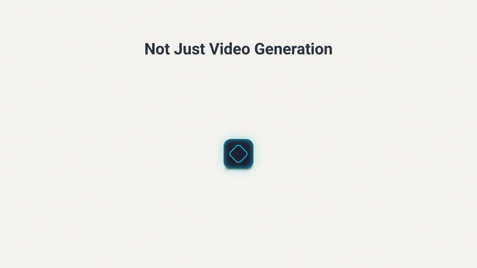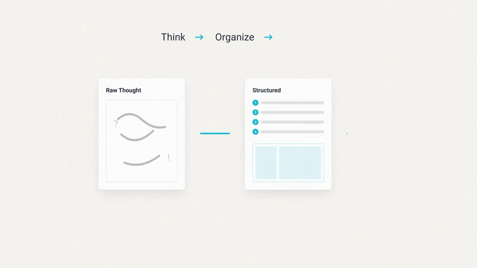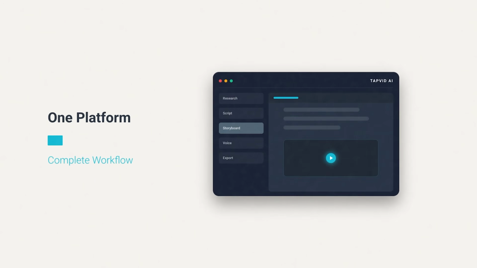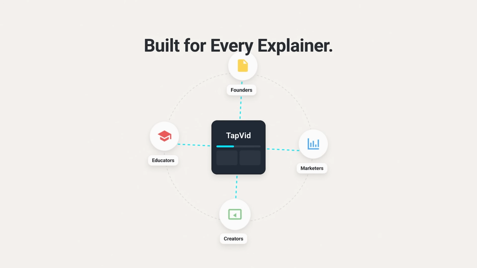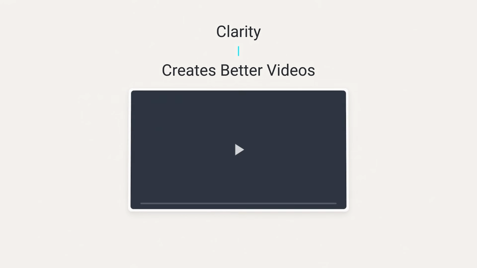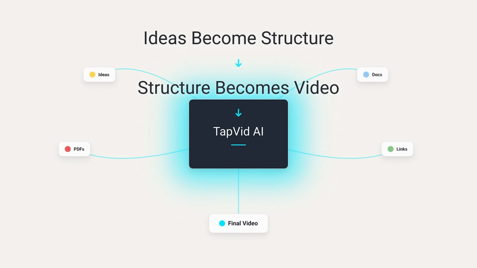What stands out with TapVid is not just the generation. It's the idea that you can go from a raw thought to structured explanation to finished video without switching between tools. And for people creating content regularly, that saves a lot of time, especially for educators, marketers, startup founders, and content creators, because most of the work is not editing. It's organizing the information in a way people understand.